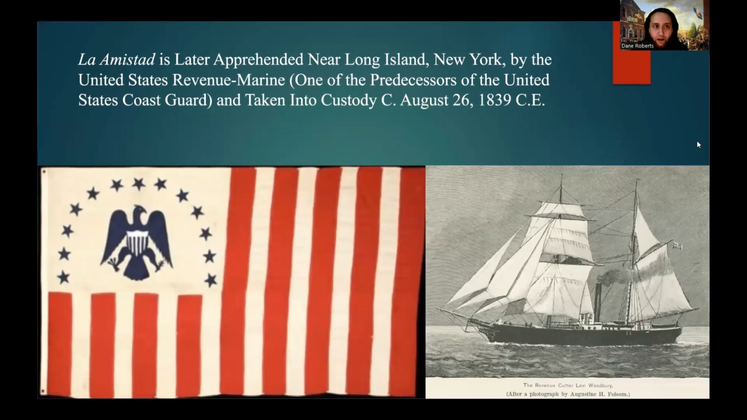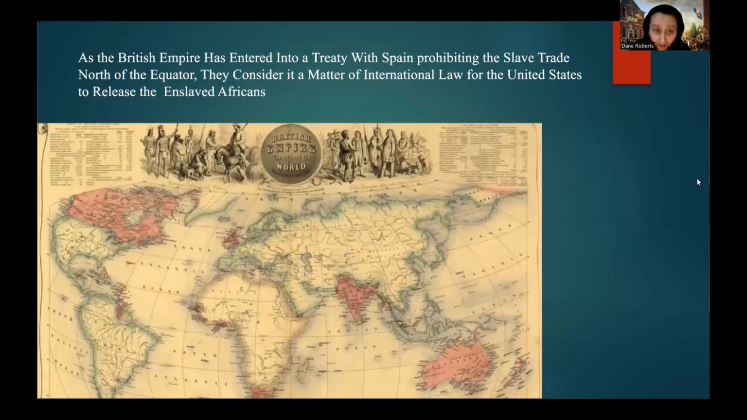The La Amistad would later be apprehended near Long Island, New York, by the United States Revenue Marines, one of the predecessors of the United States Coast Guard, and taken into custody on August 26, 1839 CE. As the British Empire had entered into a treaty with the Spanish prohibiting the slave trade north of the equator, they considered it a matter of international law for the United States to release the enslaved Africans.